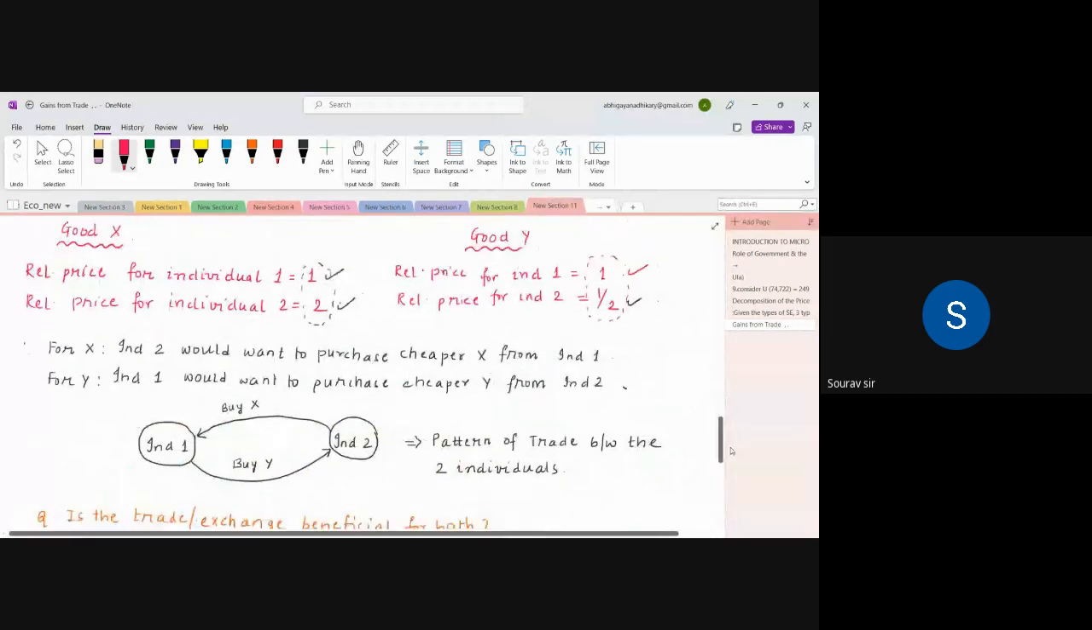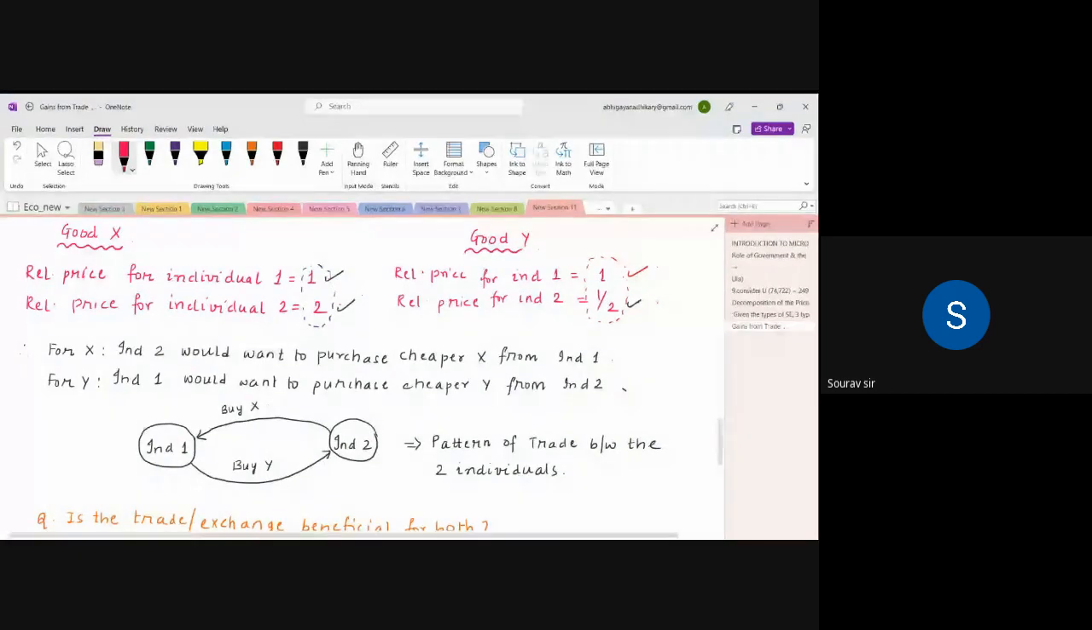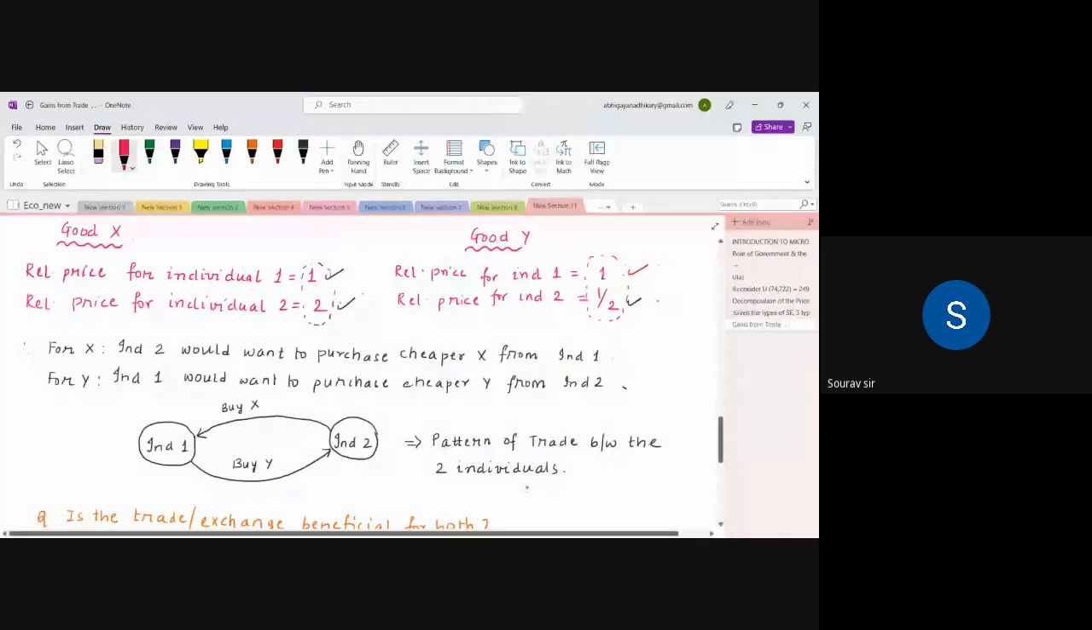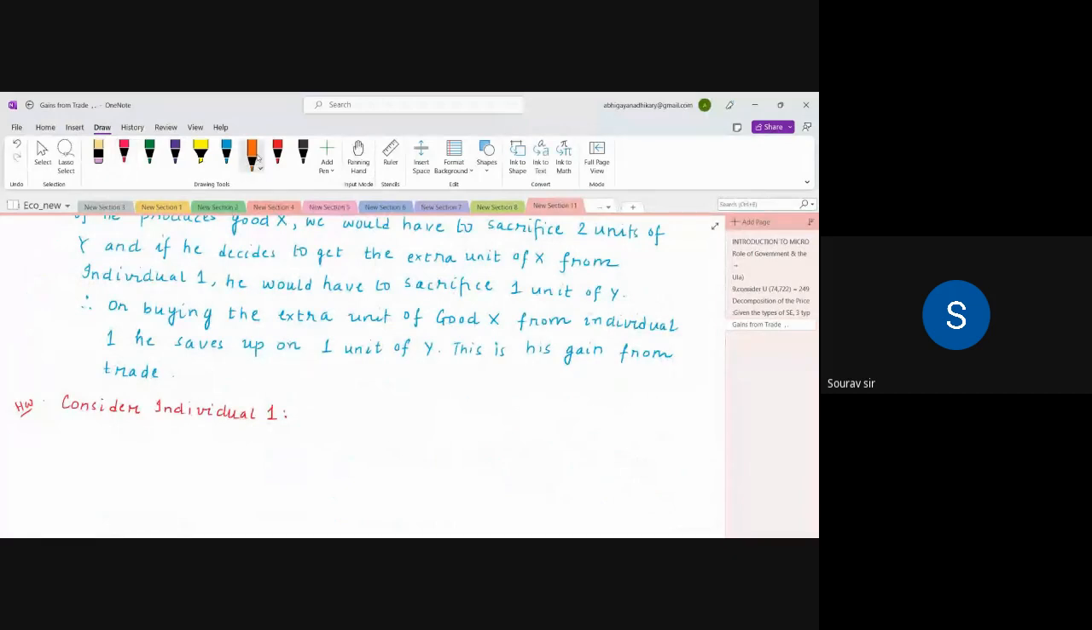Therefore, can you all understand that this pattern of trade that we arrived at, this conclusion that I just mentioned, is based on our comparison of opportunity cost? Isn't it? That is what we are doing. We are comparing the opportunity cost of both the goods for both the individuals and then deciding upon whether they should trade or whether they should not trade and things like that. So this comparison on the basis of which we actually came out to this conclusion of trade is what we call comparative advantage. Let me write down the term over here. Comparative advantage.